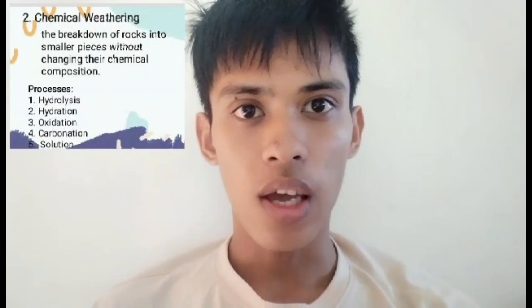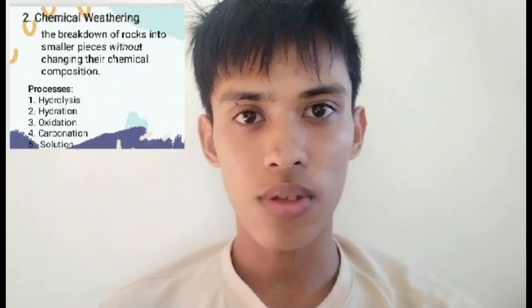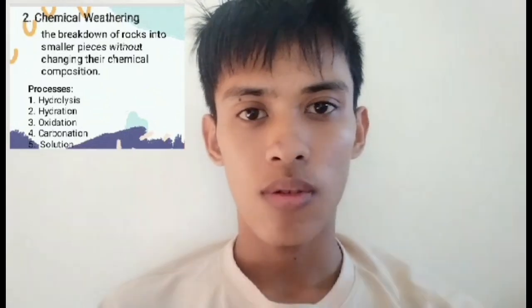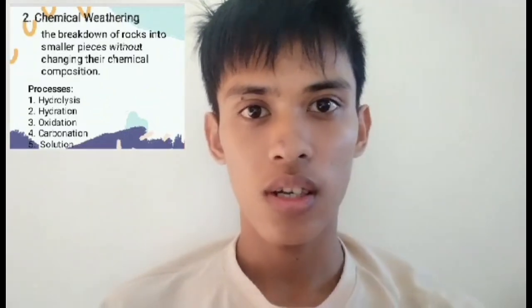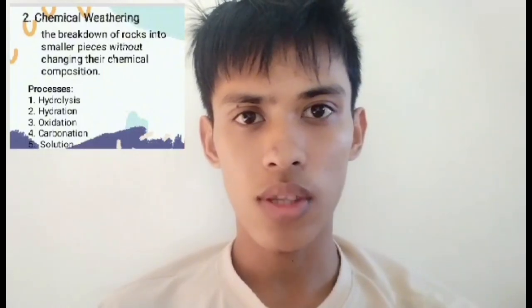So let's discuss the second type of weathering, chemical weathering. Chemical weathering involves the change in the chemical structure and composition of rocks and minerals. It results in the release of soluble materials and the formation of new compounds. There are several chemical weathering processes. First is hydrolysis. This occurs when water reacts with minerals, breaking them down into acids and bases. Example, feldspar reacts with water to form clay minerals and potassium hydroxide.